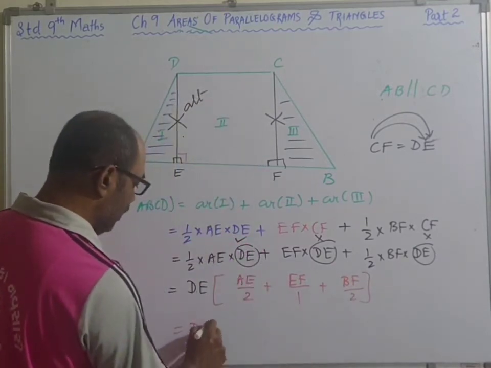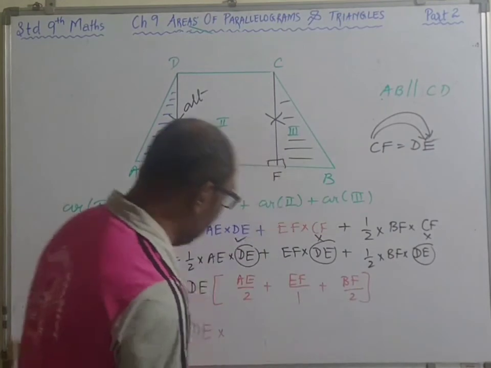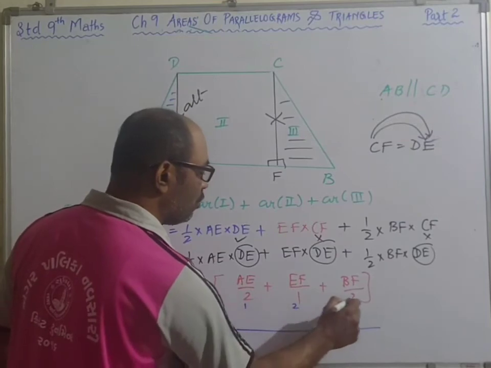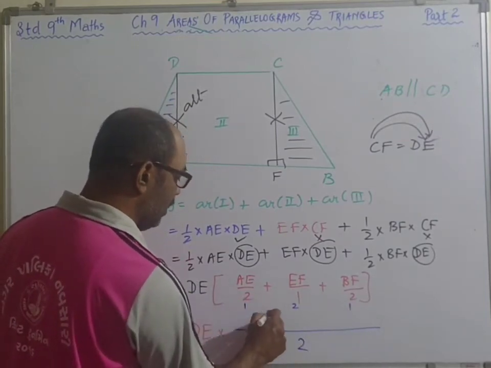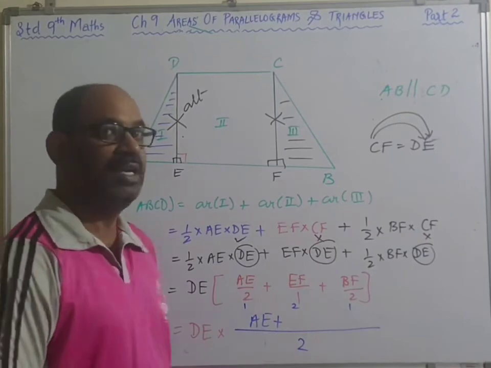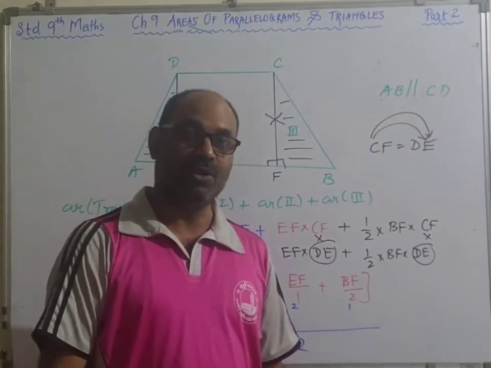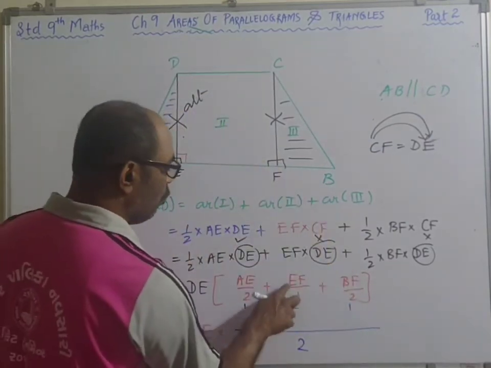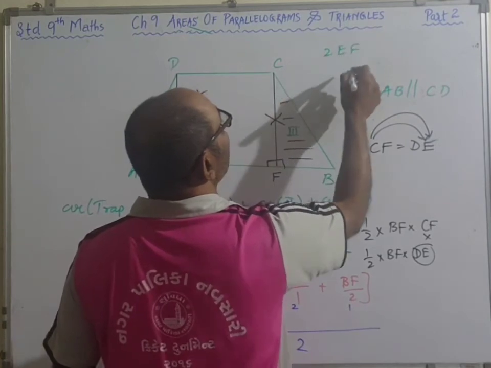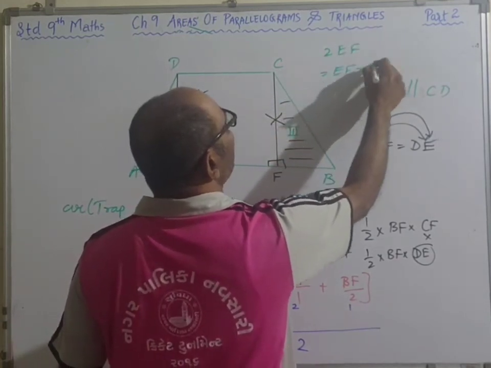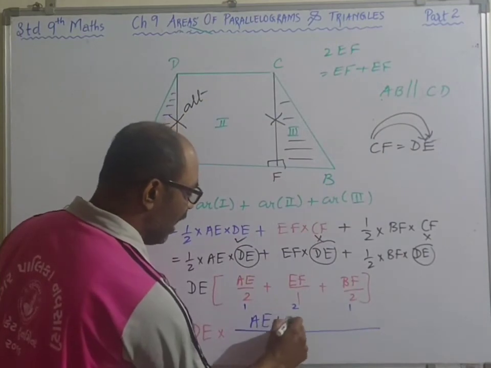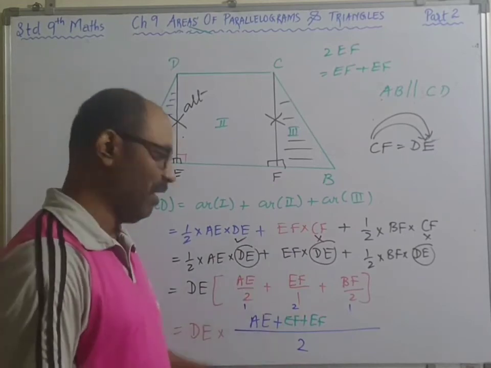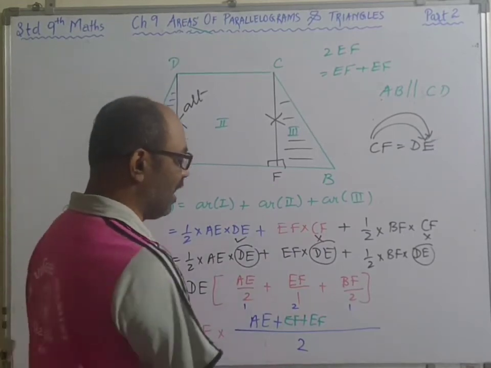That is DE into. Now we will have to take LCM. इसका LCM 2, 1 और 2 का, that is 2. So 1 into AE plus 2 into EF. Very interesting, 2 times EF. But here, very interestingly, 2 into EF, that is 2 times EF, you may say EF plus EF. And that is the idea I am going to use here. I am not going to write 2 times EF. Very soon in the next step, you will come to know why we have done that.